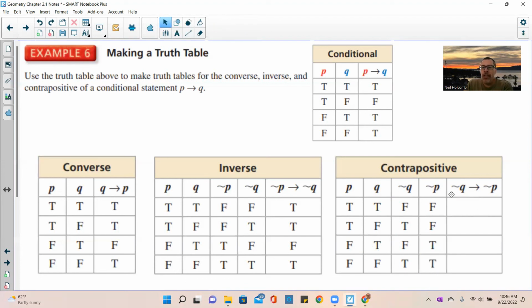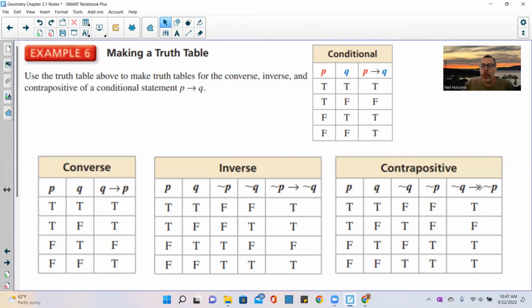Now when we do not Q implies not P, we're starting here and going to here: not Q, then not P. False, false is true. True, false is the only time it's false. False, true is true. And true, true is true. And there are the three tables filled in, converse, inverse, contrapositive, for the initial conditional statement.